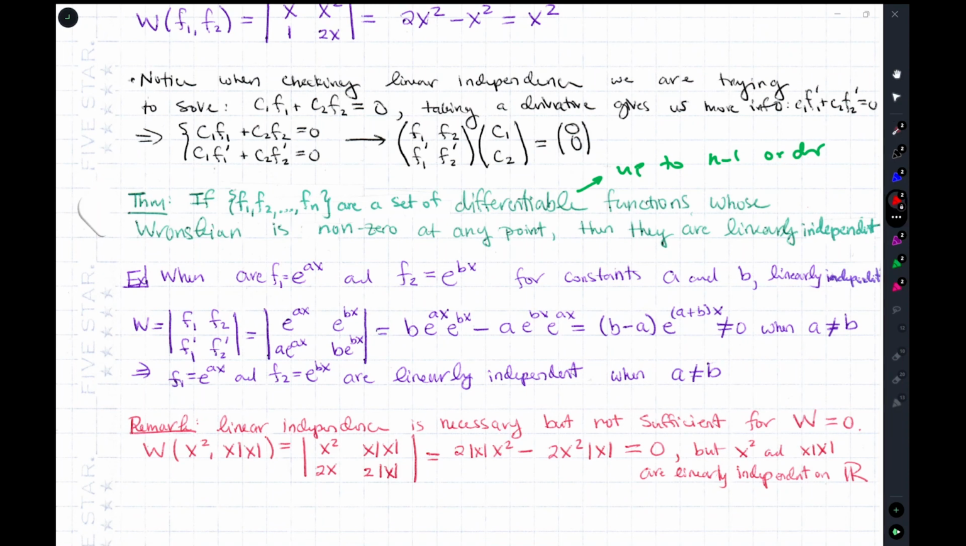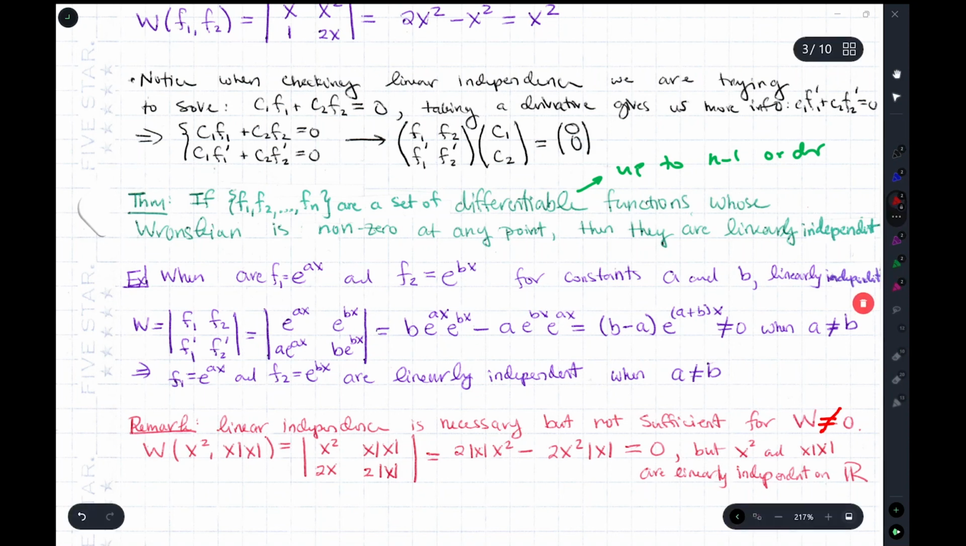And let's look at this remark over here. It should be not equal to 0, to comply with the theorem. So linear independence is necessary but not sufficient for the Wronskian being non-zero. All that means is that if the Wronskian is non-zero, then it's necessarily the case that your n functions are linearly independent, but your n functions being linearly independent does not guarantee that the Wronskian will be non-zero.